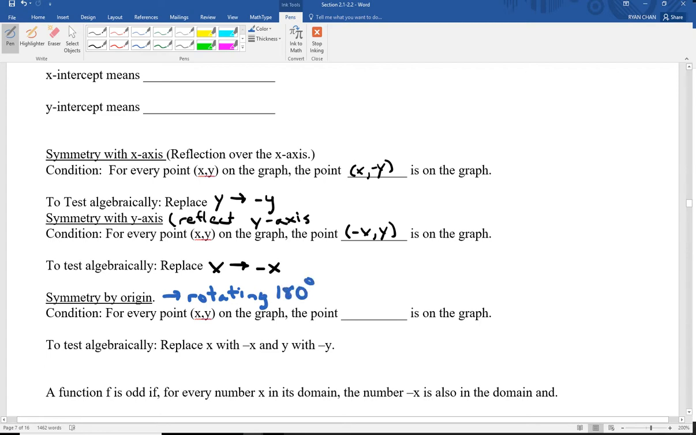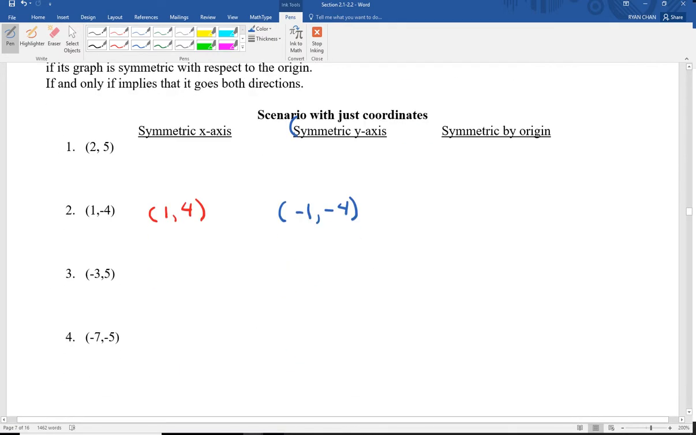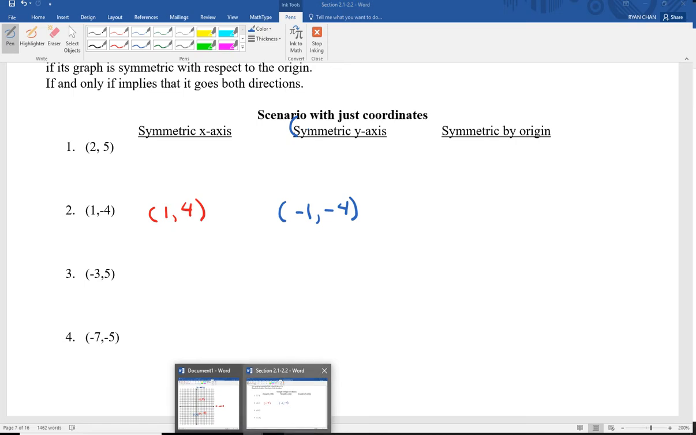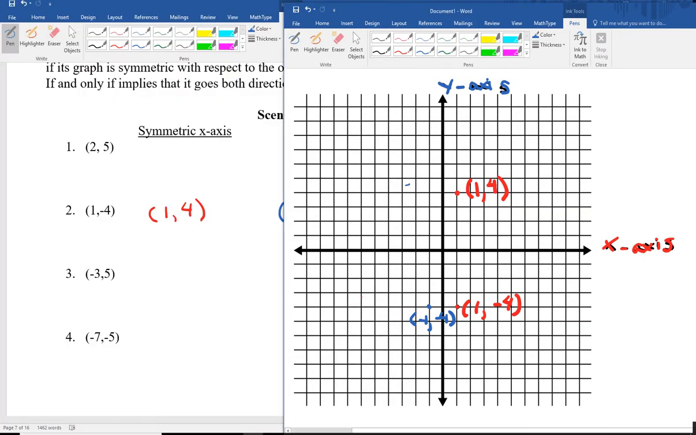And for every (x, y), you're going to change signs for both. So x becomes -x, y becomes -y, okay? Whatever it was originally, it's going to change signs for both. So origin is essentially just a combination of the first two above. So let's talk about this one right here.